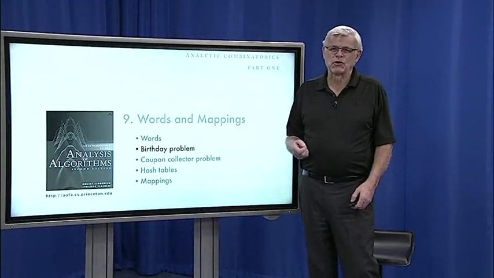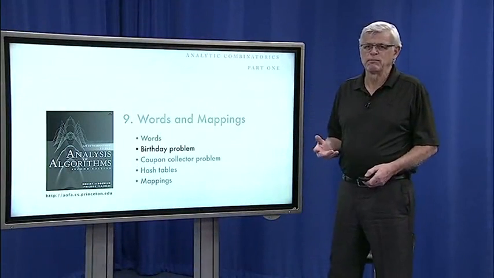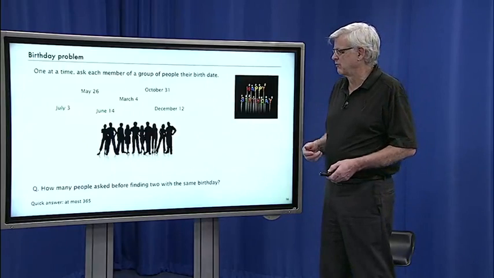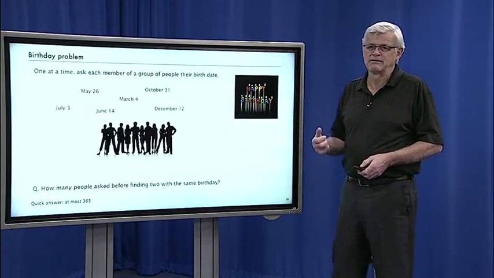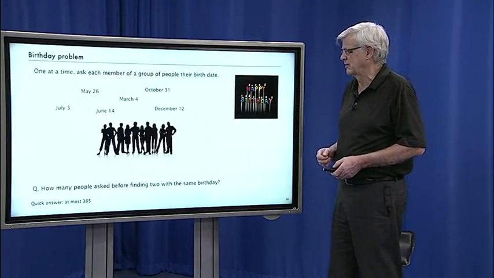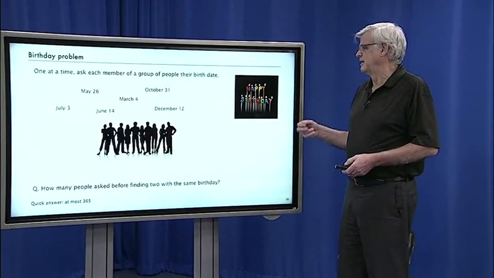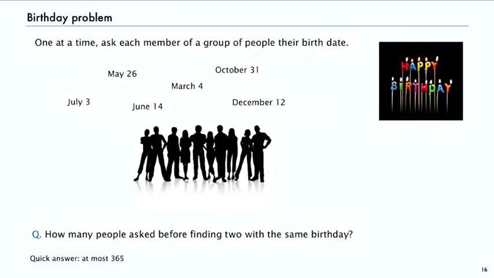Now we're going to look at a classical combinatorial problem called the birthday problem that you've probably heard in one form or another, but we'll look at it in the context of analytic combinatorics. So the idea is that you have a group of people, and one by one you ask each member of the group their birth date. And the question is, how many people will you ask before you find two that have the same birthday?